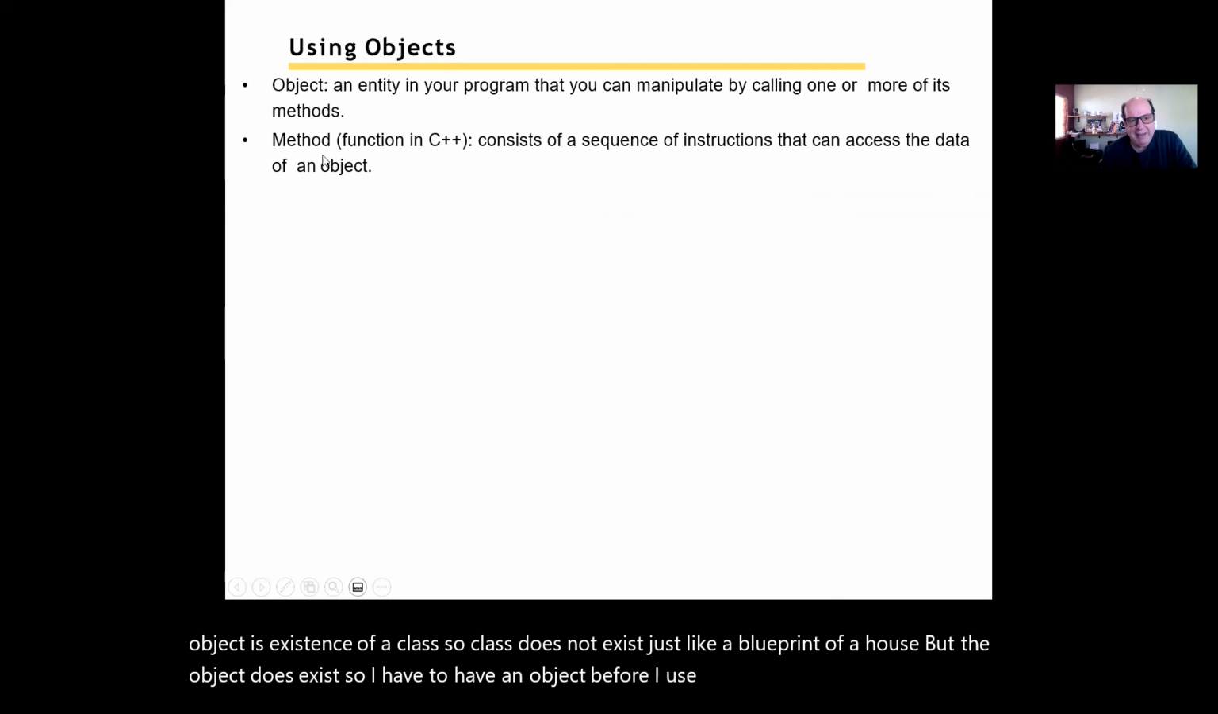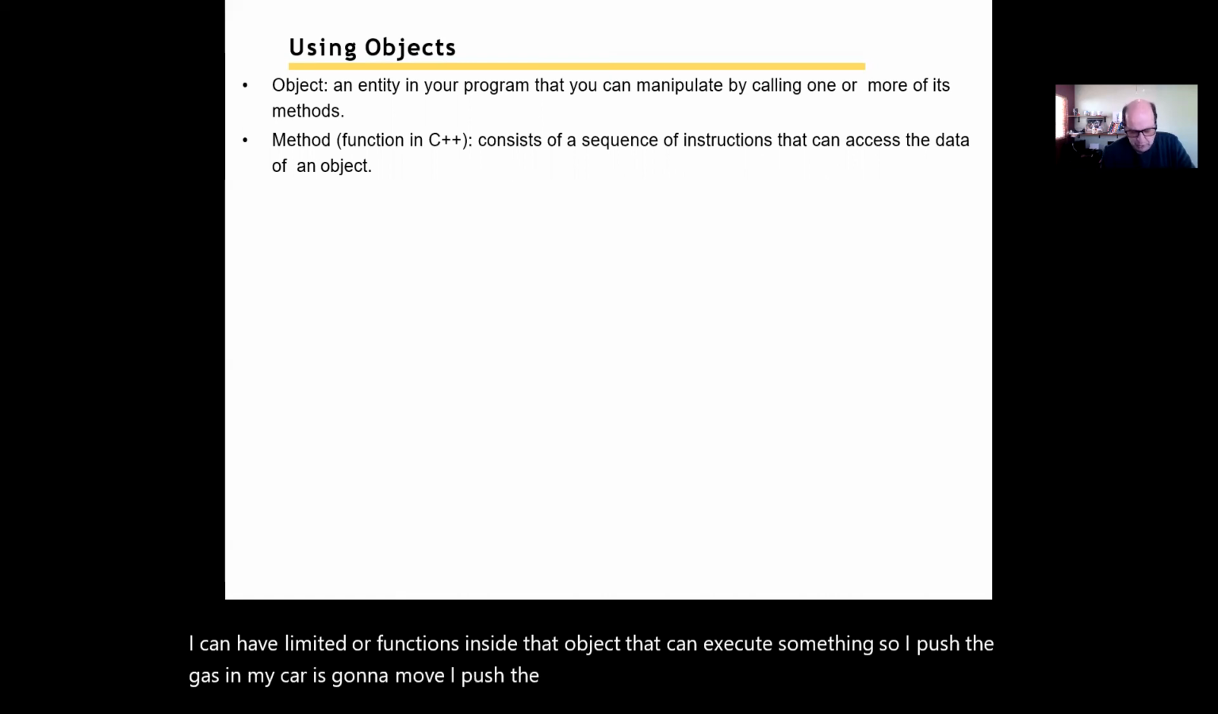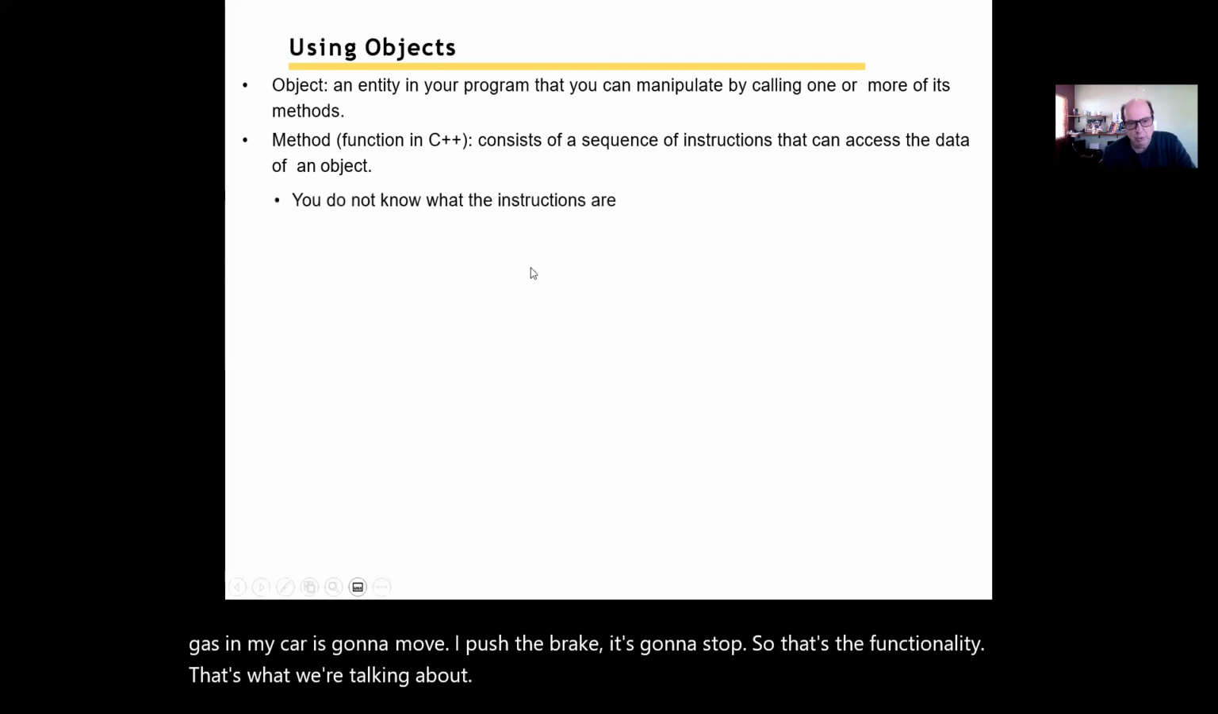Now, I can have a method or functions inside that object that can execute something. So I push the gas in my car, it's going to move. I push the brake, it's going to stop. So that's the functionality. That's what we're talking about. So we're going to have those methods.